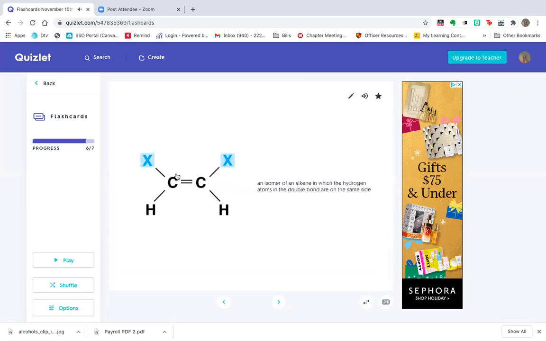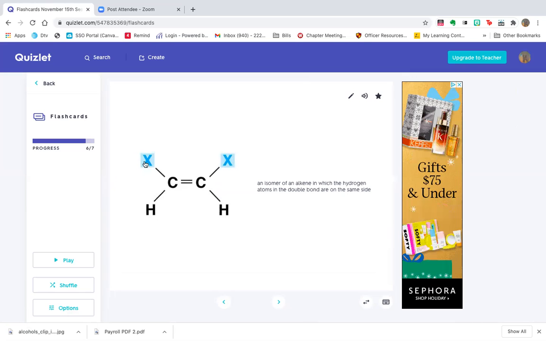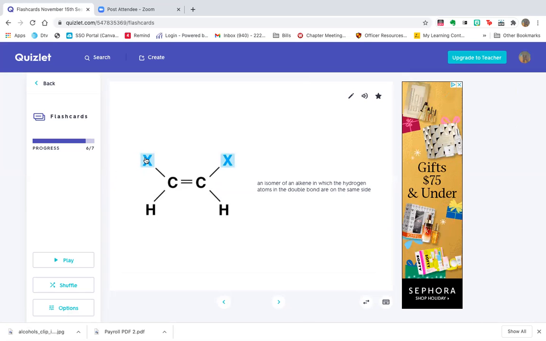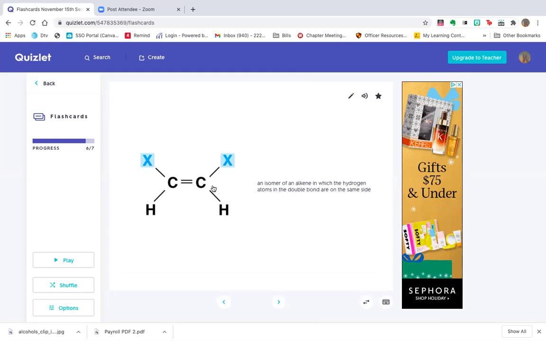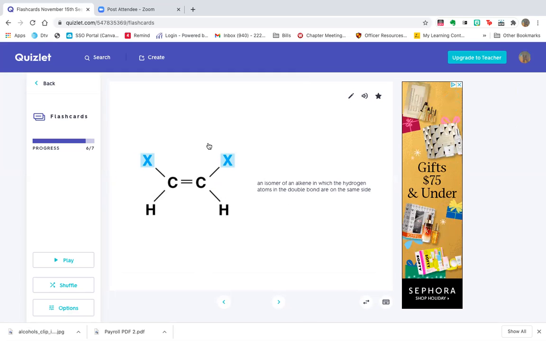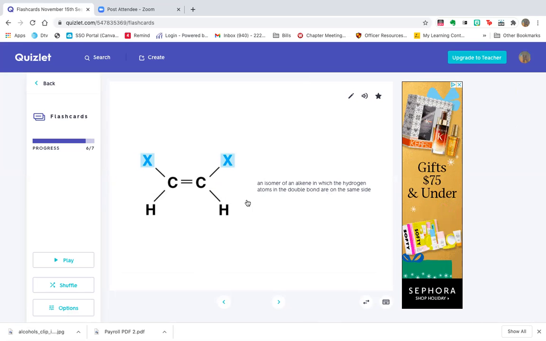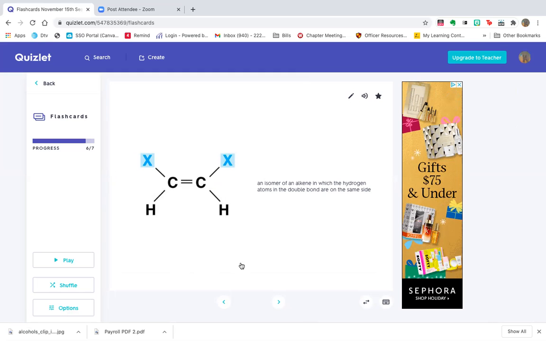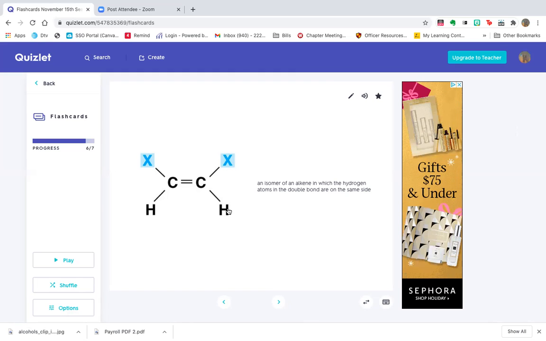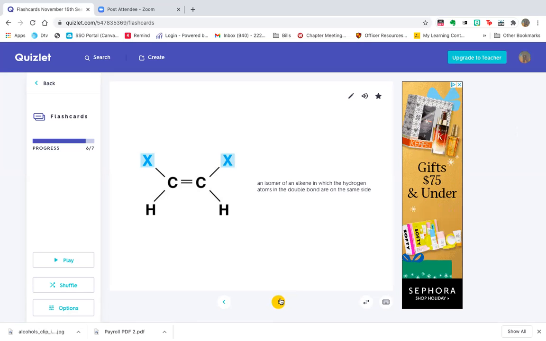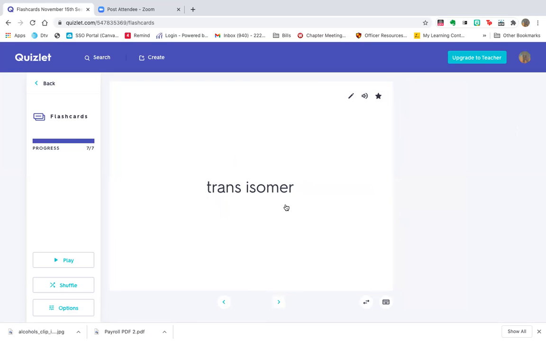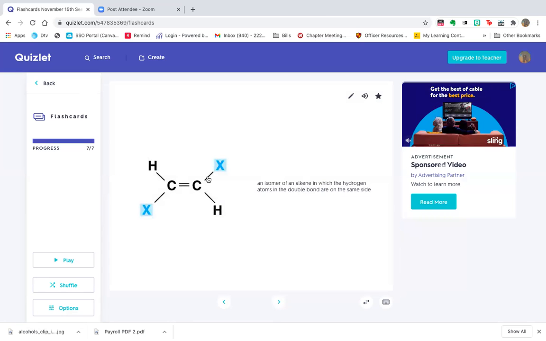So cis means that you're going to have the same groups on the close side. You're going to have these two X's on the same side, both on top of the carbons, or you're going to have both hydrogens below, or vice versa. But it's the hydrogen atoms and the double bond are on the same side. So you'll be shown a picture very similar to this, and she'll just ask if it's a cis or trans isomer. And then we'll go ahead and go to the trans isomer. The trans isomer is going to be when they're on different sides. So you're going to have the hydrogen up here and the hydrogen down here. And then the X, which just represents anything.